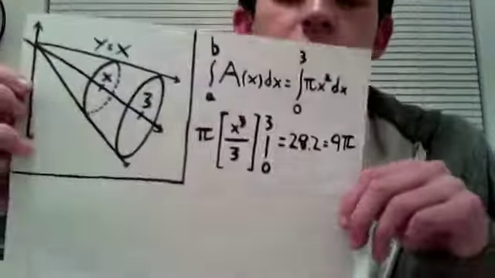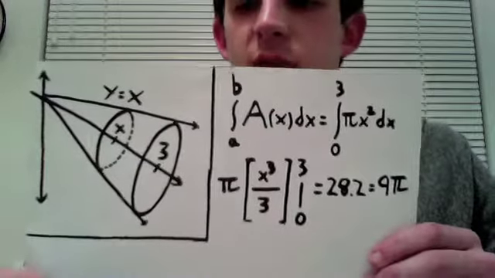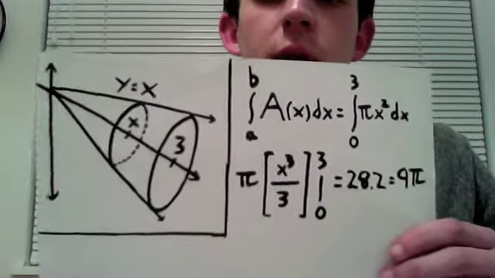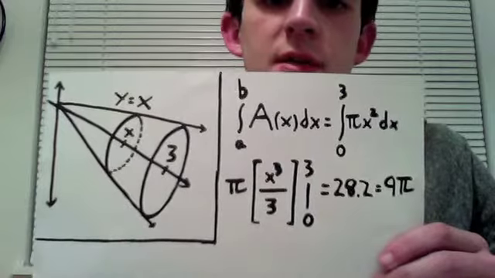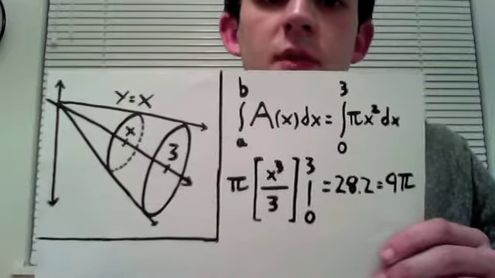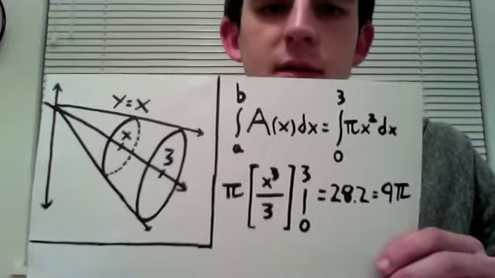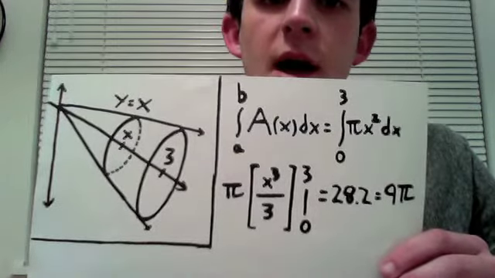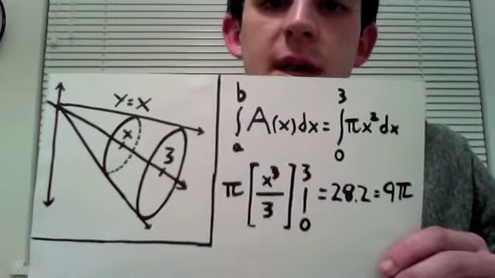Alright, so let's apply this general principle to the solid that we have here. So the first thing we need to do is figure out what A of x is. In other words, we need to figure out what function will give us the area at any given cross-section in this solid. And for this solid, it's a cone. You can see that the line that is the top of the cone is the function y equals x.